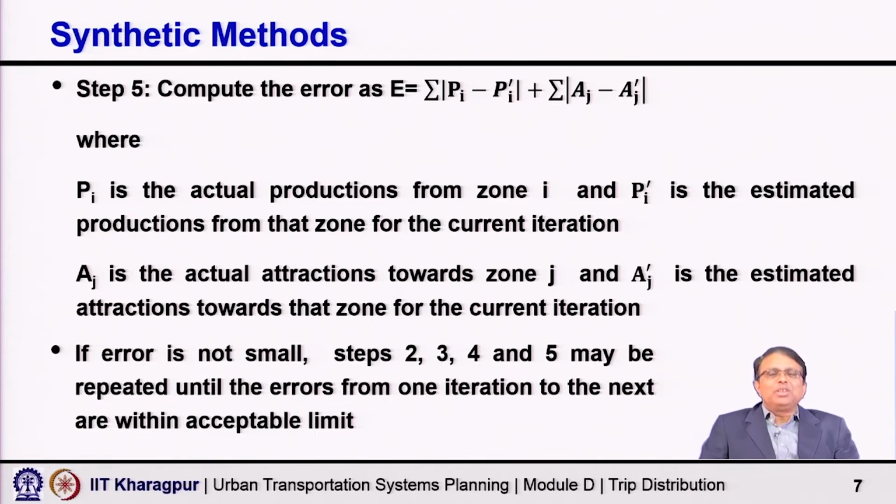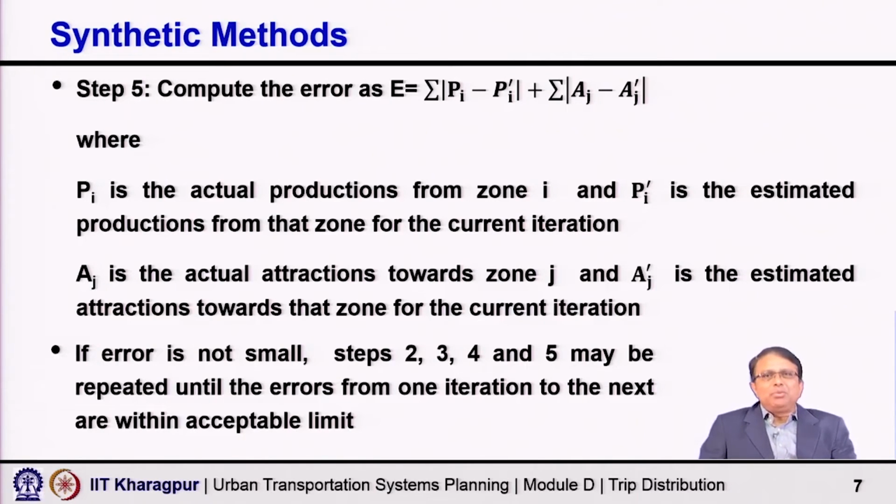In all possibility, if the values of the balancing factors Ki and Kj are really stable, then you are expected to get a reasonable error, within acceptable limit, in step 5. So, steps 4 and 5 you can omit and straightaway iterate, or as I said earlier, come up to step 5.